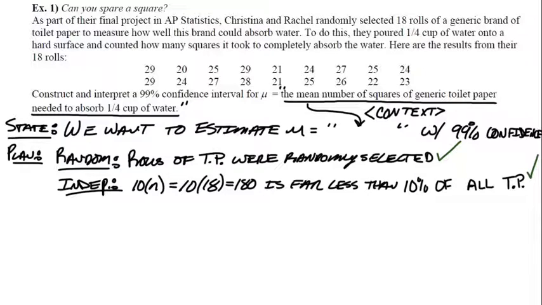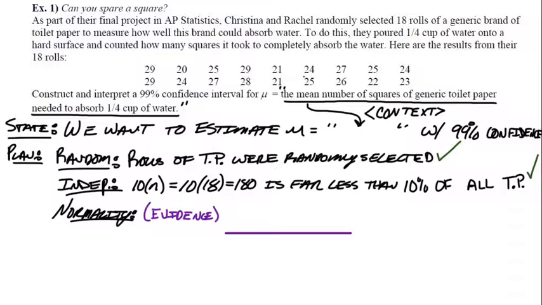And then lastly, for normality. Well, we can't use the central limit theorem because we've only got a sample size of 18. So we've got a small sample size in this case. We kind of alluded to it earlier. We're going to have to show some evidence though. So we're going to have to actually show the graph in this case. We need some evidence to prove this normality part. So let's go ahead and make a dot plot.